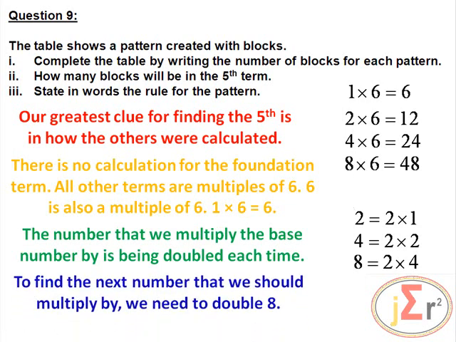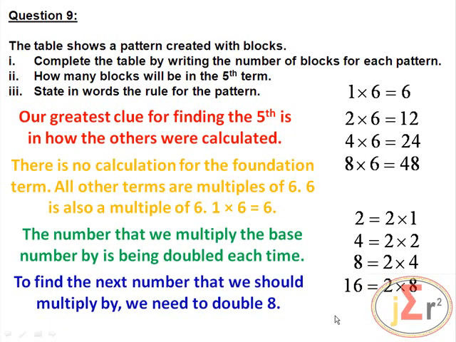To find the next number that we should multiply by, we need to double 8. So we double each time. So we double 8. So 16 is equal to 2 times 8, and 16 will be the number that we will multiply by for the fifth term. Notice that we are multiplying by 2 each time. So this is doubled to 2, this is doubled to 4, this is doubled to 8, so the next one must be doubled to 16.